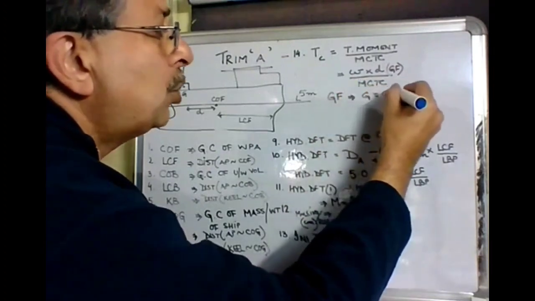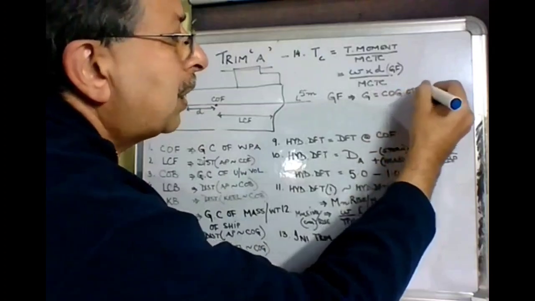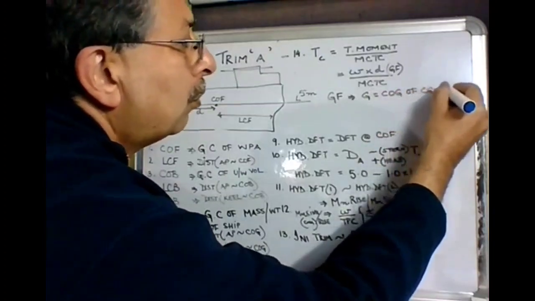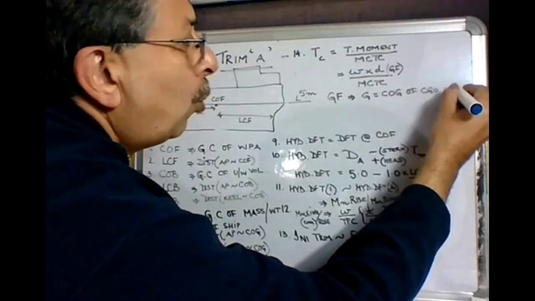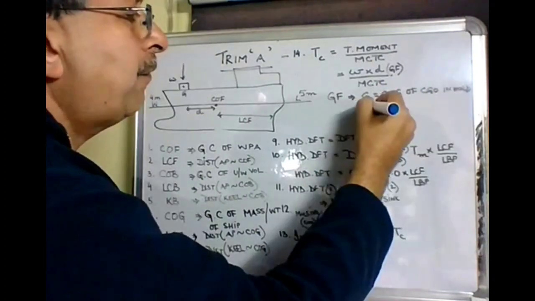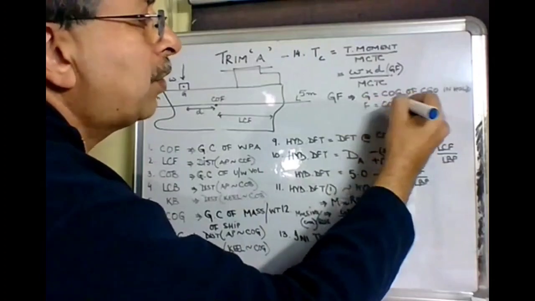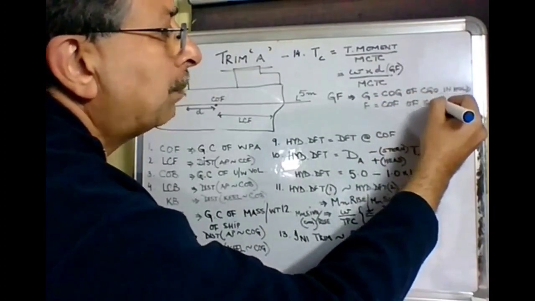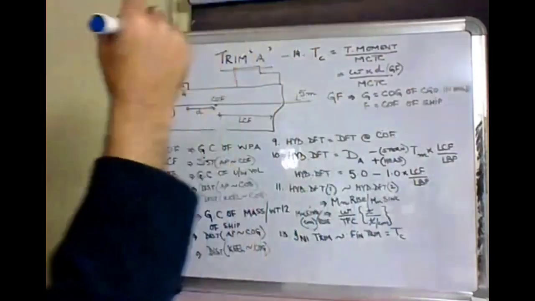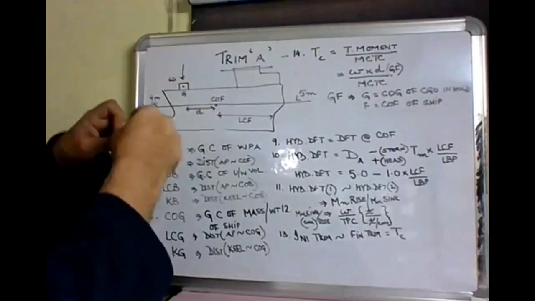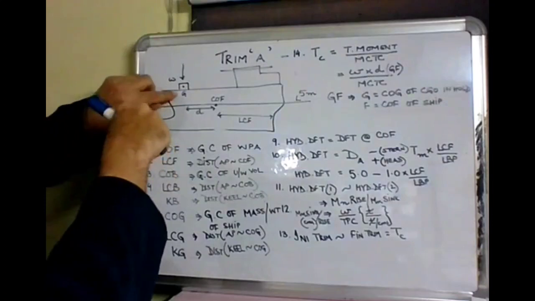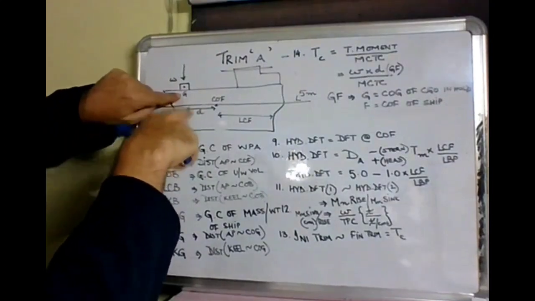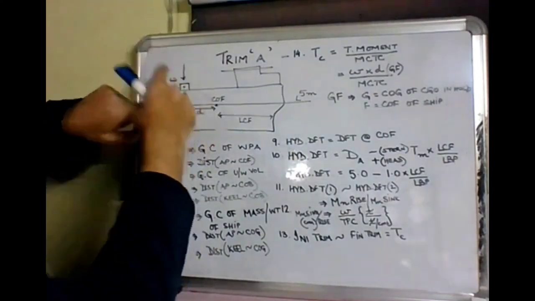G is the COG of the cargo in the hold. And F is the center of flotation of the ship. I repeat, G is the center of gravity of the cargo in the hold.